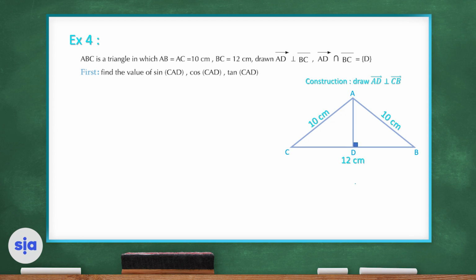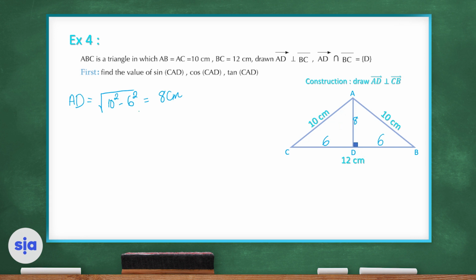As long as this is an isosceles triangle, so this perpendicular line bisects BC. So the CD is now 6 centimeters long and the BD is also 6 centimeters long. Let's now get the length of segment AD. Then AD, using Pythagoras, equals the square root of 10 squared minus 6 squared, which is 8 centimeters. So AD now we got it as 8 centimeters.